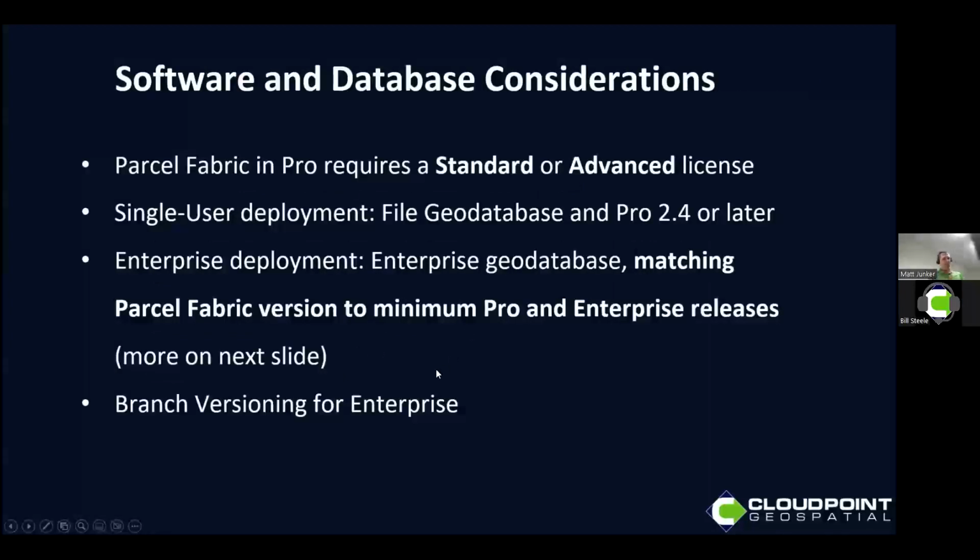So as I said, branch versioning is required with an enterprise environment. With an enterprise deployment, you need to have an enterprise geodatabase that matches up with a Parcel Fabric version and the minimum Pro and enterprise releases. You could also do a single user deployment using a file geodatabase. And the Parcel Fabric in Pro requires a standard or advanced license.